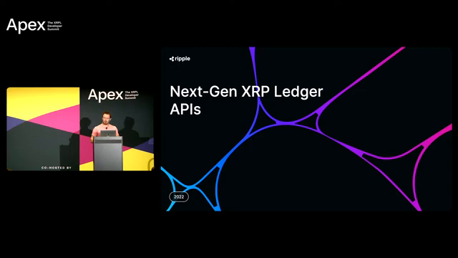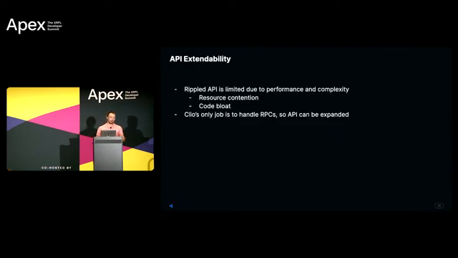Okay, so let's talk about how it works. That's mostly all performance stuff. But now, since Clio is a standalone RPC server and that's its only responsibility, we can actually extend the API and do things that RippleD can't do or won't do. Sometimes RippleD won't do things because it's too expensive performance-wise.